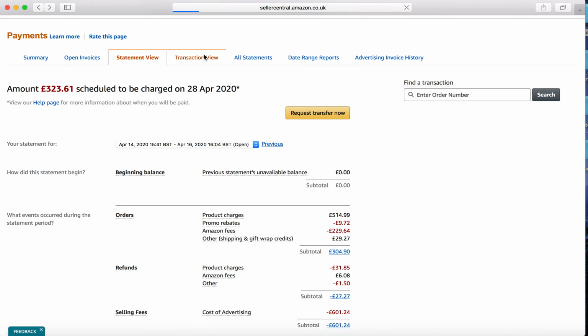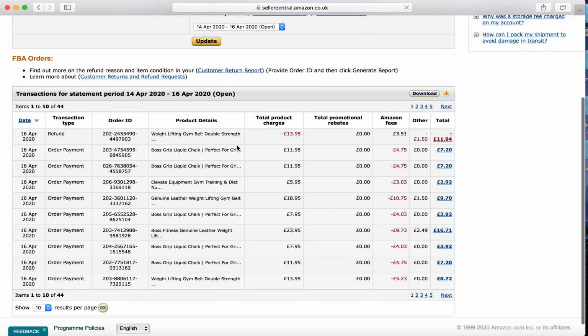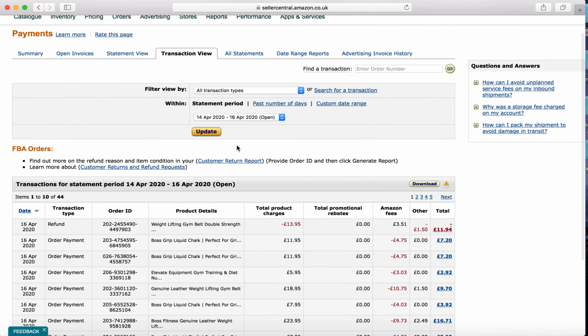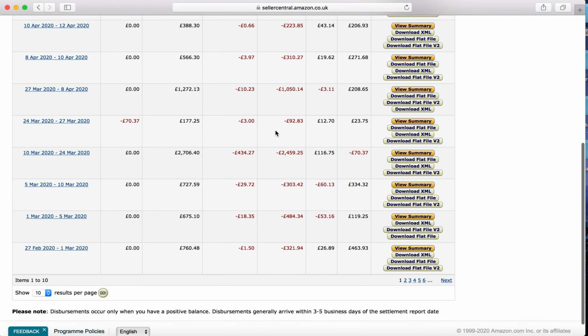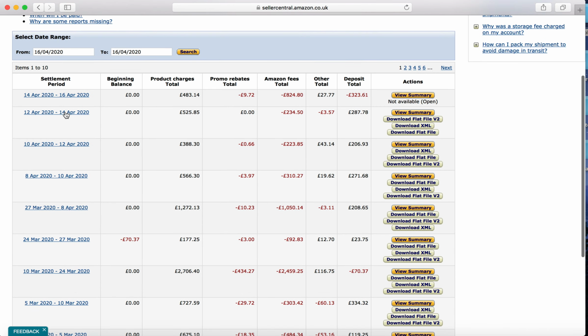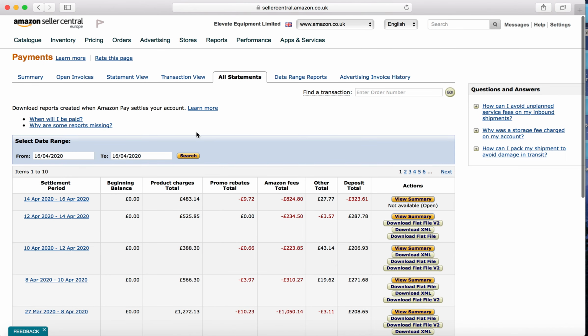Let's have a look at the other tabs. Transactional view, which is essentially what we've just done. It's going to show you a breakdown of each product. All statements. It's going to give us a bit of everything. It's going to show you everything over time. So that was our last. We usually try to get a payout every day. So I think the 12th to the 14th was the last time we got paid out. Then we got paid out the 10th to the 12th, and so on, 8th to the 10th of April 2020. So we like to keep our money coming in regularly, so we have regular cash flow from this business.